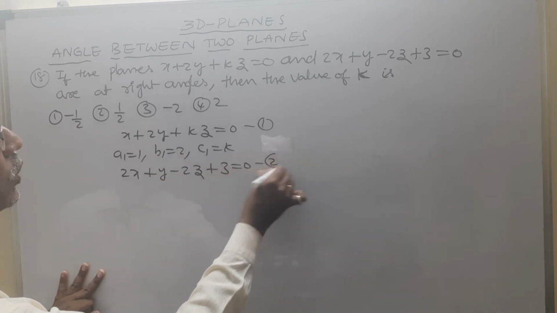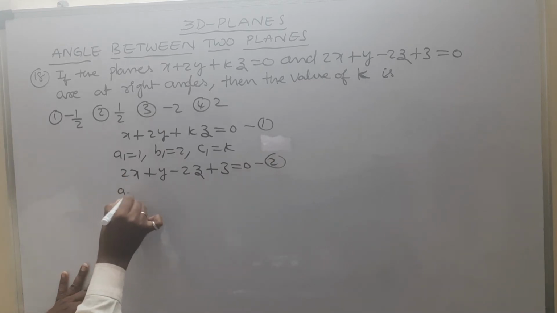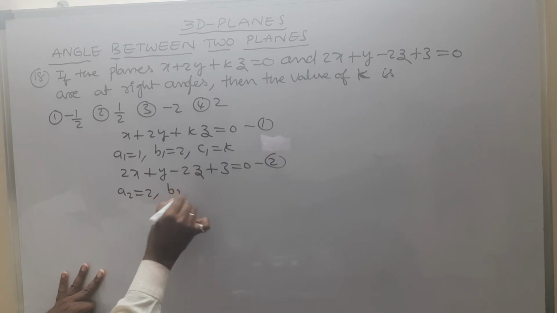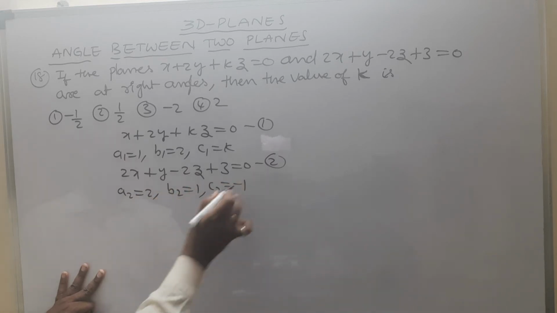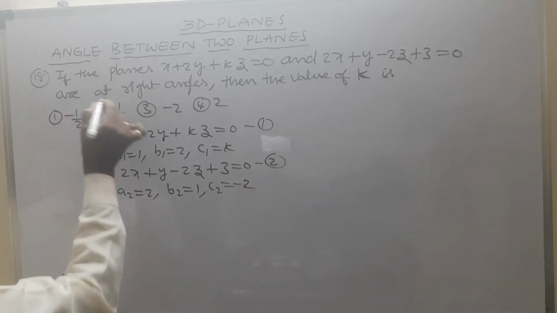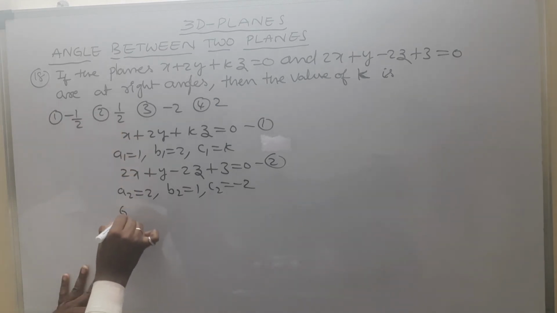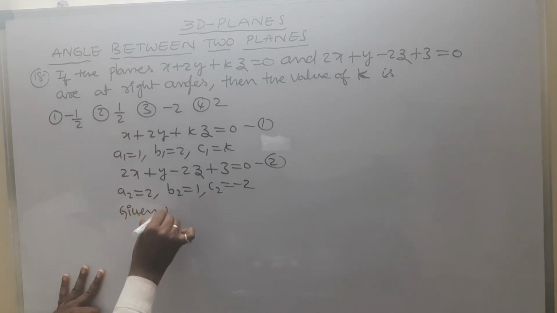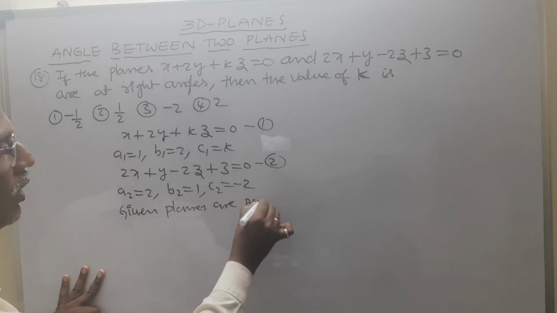This is equation 2. Here from equation 2, a2 is equal to 2, b2 is equal to 1, c2 is equal to minus 2. Here in this question, the planes are perpendicular or at right angles. Given planes are perpendicular.